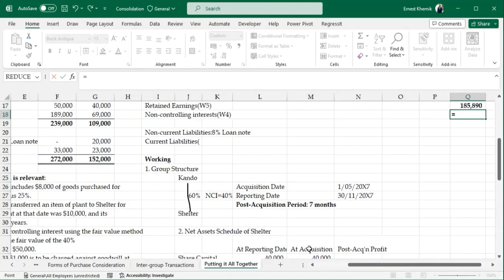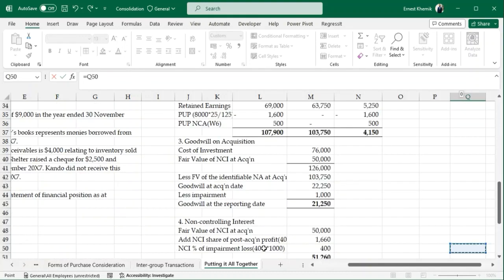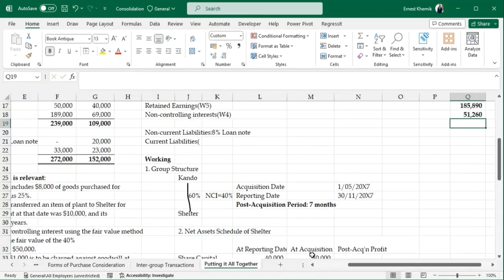For my non-controlling interest, it is our workings 4. So I'll go and pick my non-controlling interest figure here, and then I can add those 3 together using alt equals. And then my non-current liabilities, the 8% loan, has been eliminated because it has been confirmed.